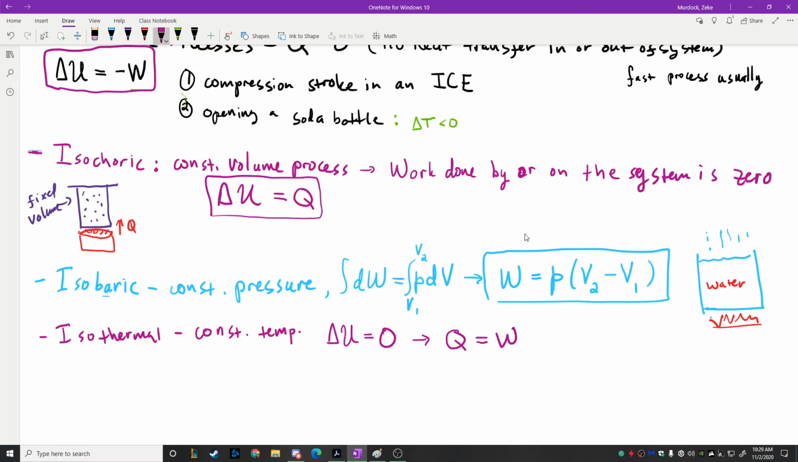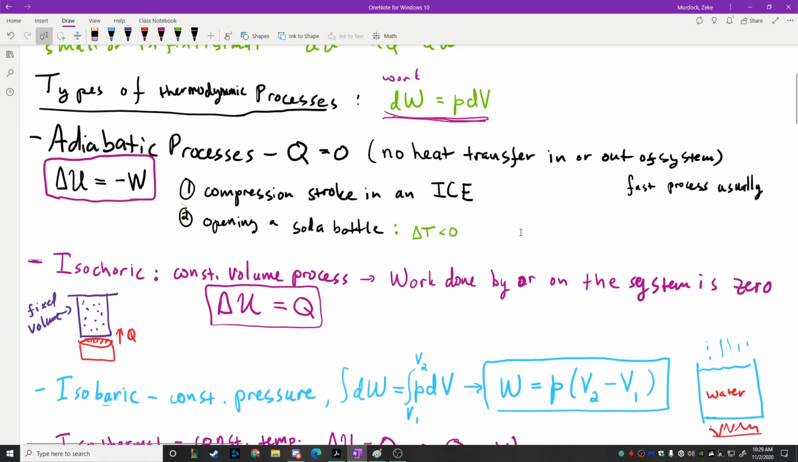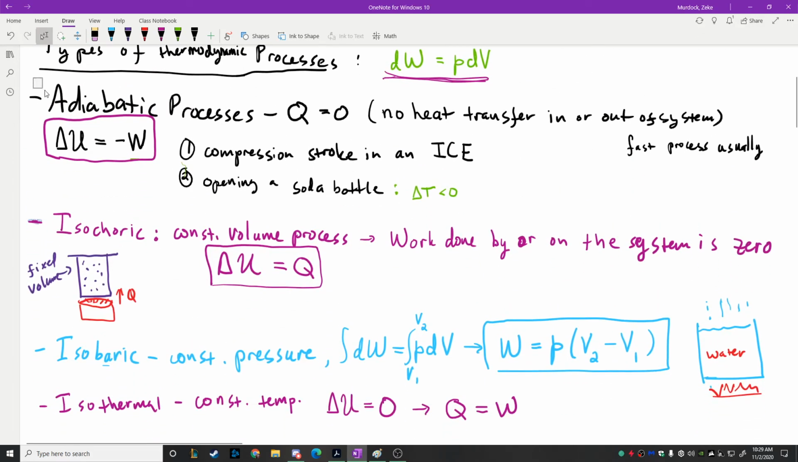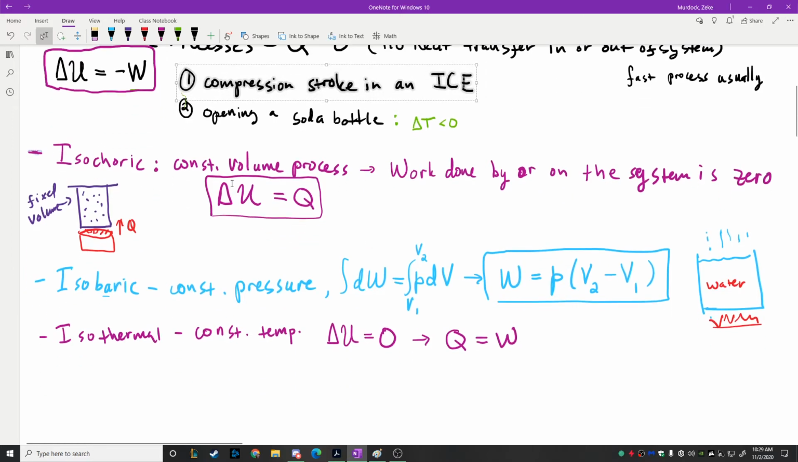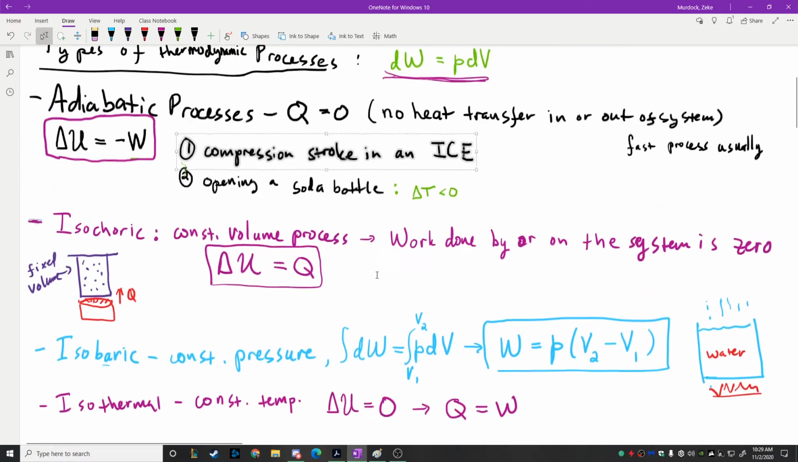And those are the types of processes: isothermal, isobaric, isochoric, adiabatic. I feel like we're going to spend most of our time talking about this one. But we'll discuss, as I said, how an internal combustion engine works. And while the compression stroke happens to be adiabatic, some of the other strokes are going to be some of these things. And we can kind of rely on what we learned here.